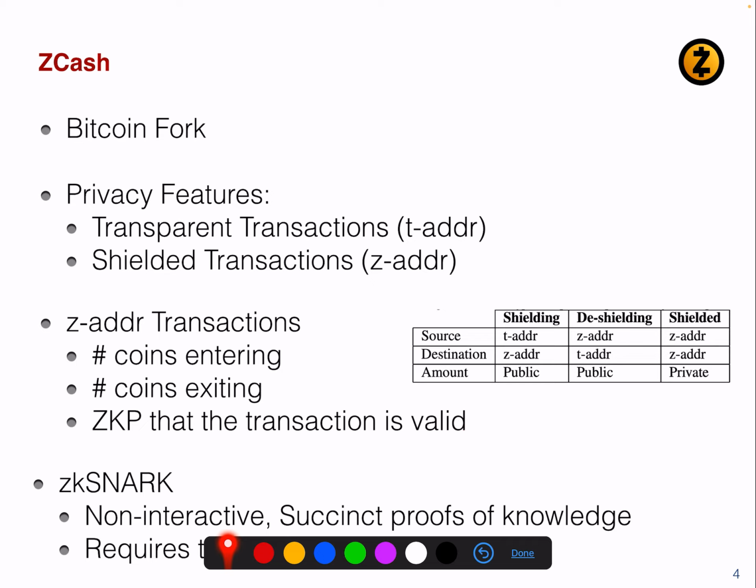So you can see here, for example, if you want to shield, you can go from a T address into a Z address, right? And the amount will be public. If you want to deshield, so you can go from the Z address pool into the T address pool, this will be public as well, the amount. But if you transfer within the shielded pool from a Z address to a Z address, then the amount, recipient, and sender are private.